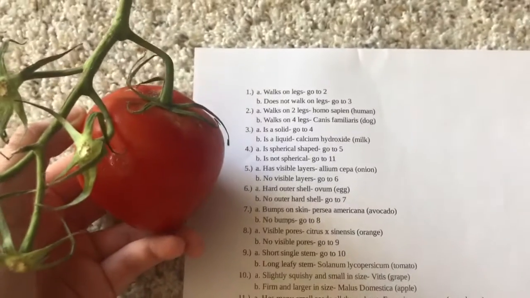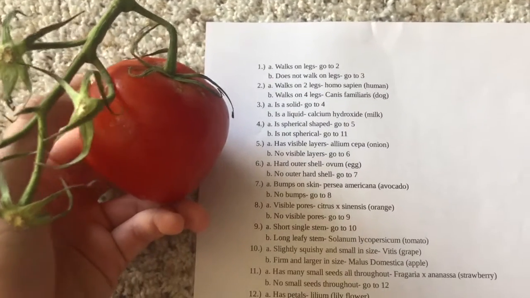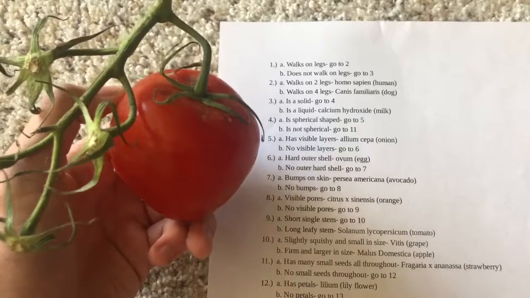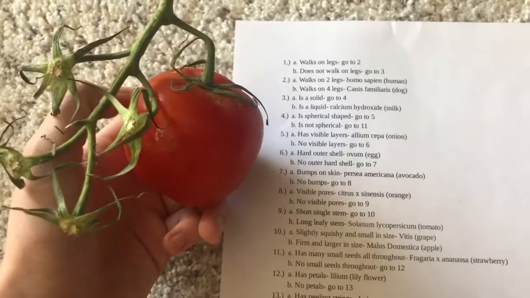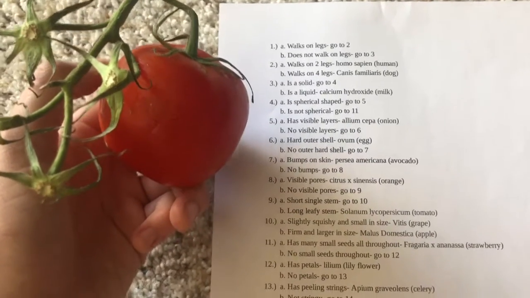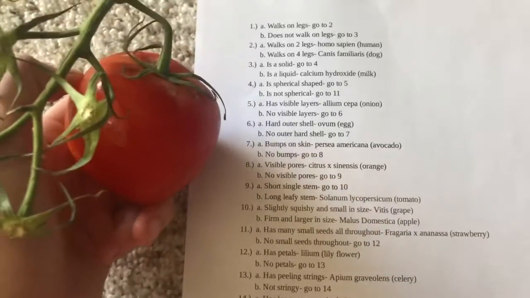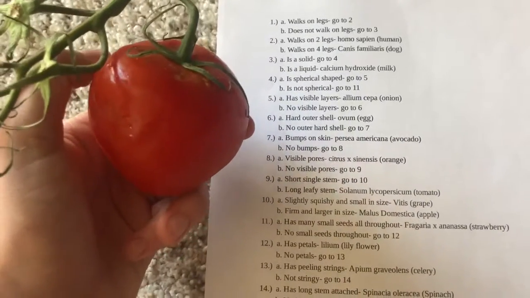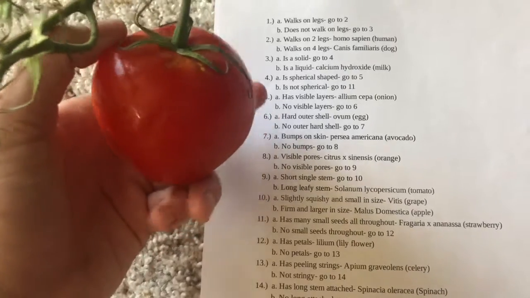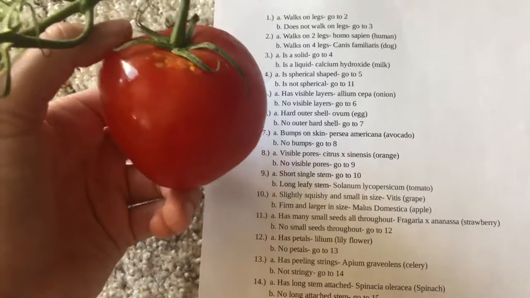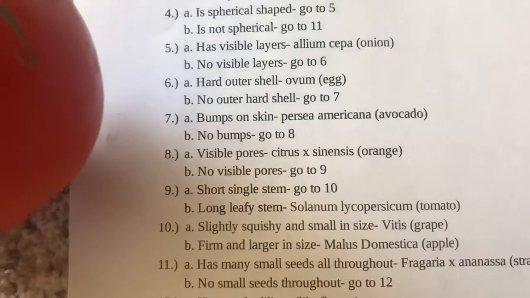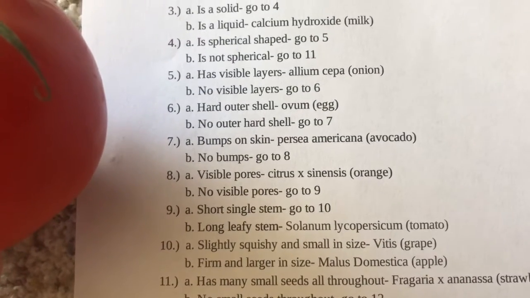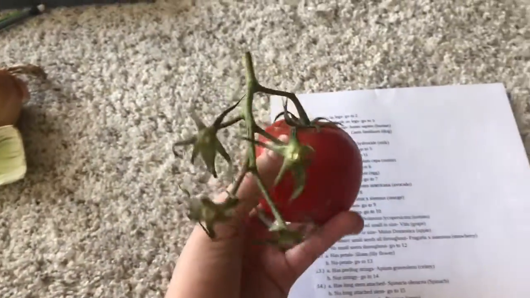Here's the next one. So it does not walk on legs, so we will go to number 3. It is a solid, so we will go to number 4, and it is spherical shaped, so we'll go to 5. There's no visible layers, so we will go to 6. There's no hard outer shell, so we'll go to 7. There's no visible bumps, so we'll go to 8. There's no visible pores, so we'll go to number 9. It has a long leafy stem, which is 9B, which makes it the Solanum lycopersicum, which is also called a tomato.